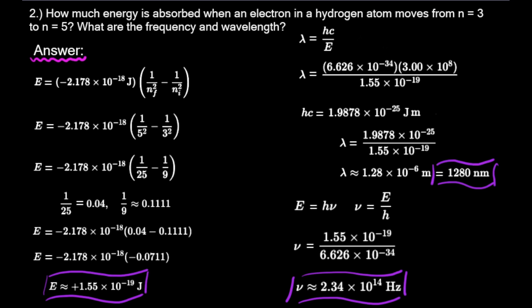So to summarize, the electron absorbs energy, which leads to a positive value for energy. The energy absorbed is about positive 1.55 times 10 to the minus 19 joules. The wavelength is about 1.28 times 10 to the minus 6 meters, or 1,280 nanometers, and a frequency that's about 2.34 times 10 to the 14 hertz. Let's move on to question number 3.